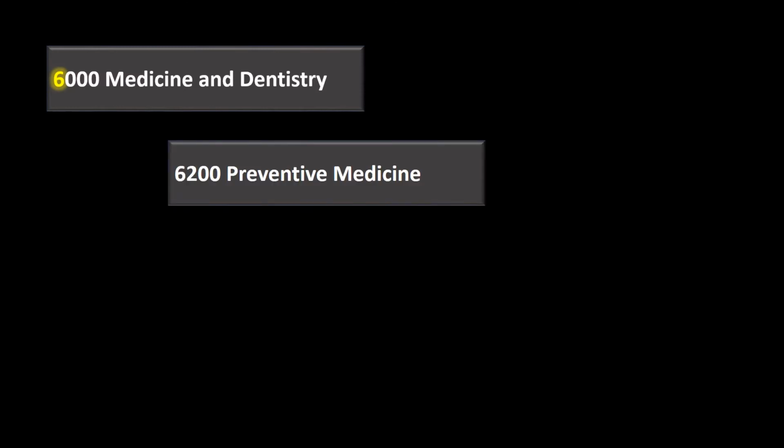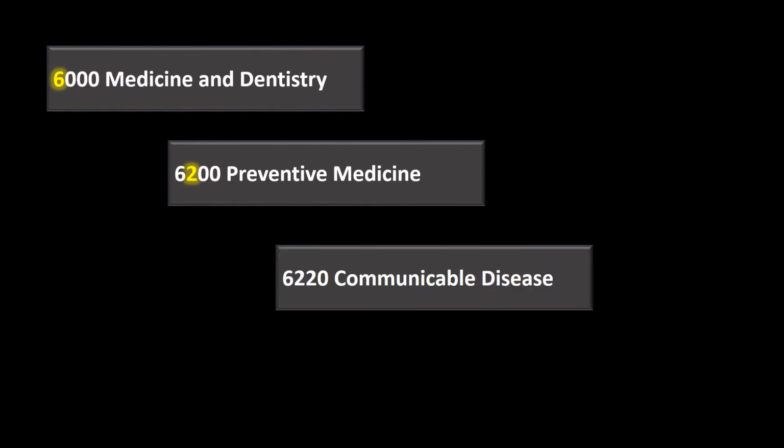If we go into what's called the primary number, the 6 is its grouping, medicine and dentistry. This 2, the primary number, that means that instruction has to do with preventative medicine. Our secondary number, so we add this 2 right here, this has to do with communicable disease. So this instruction right here, 6220, it still has to do with preventative medicine.